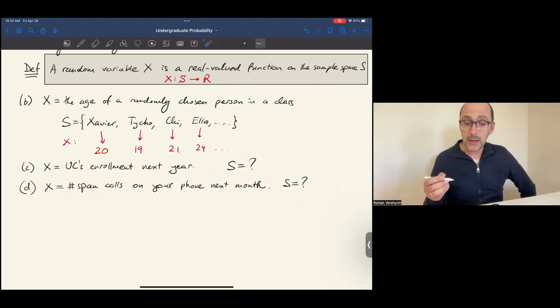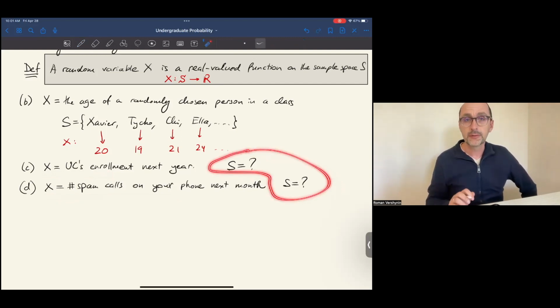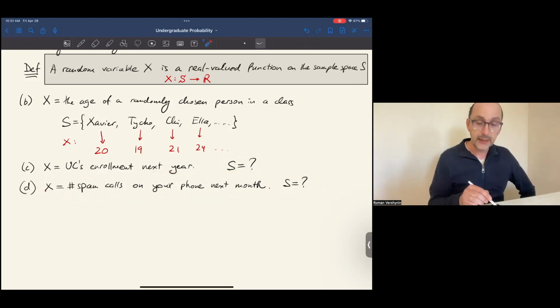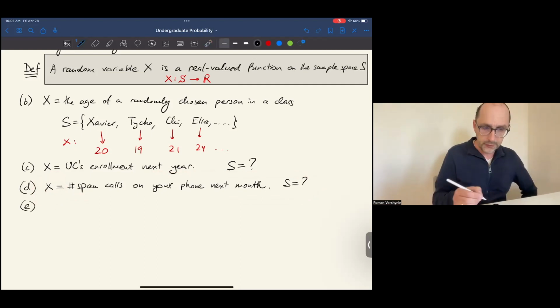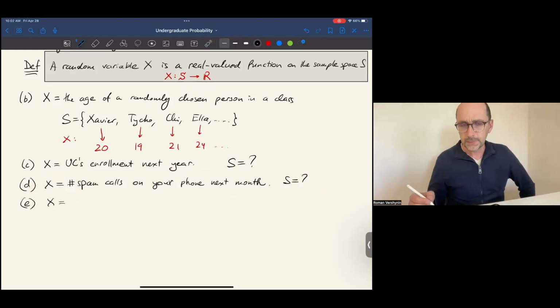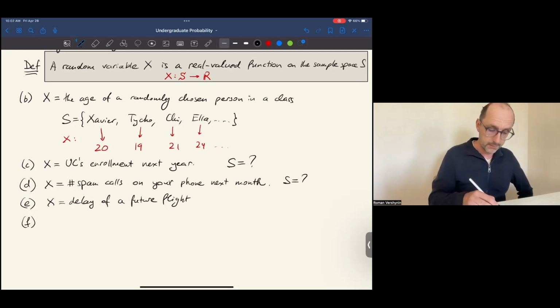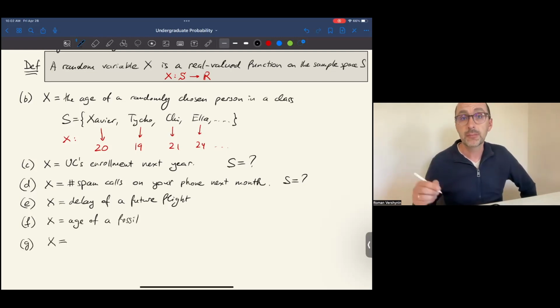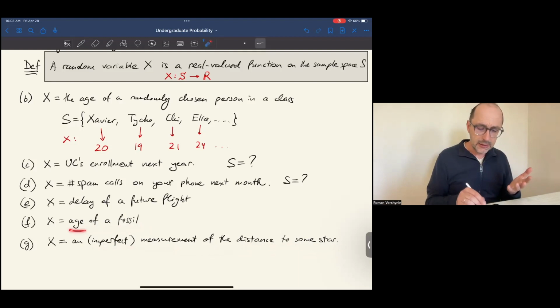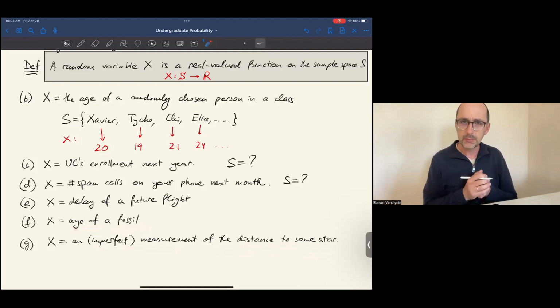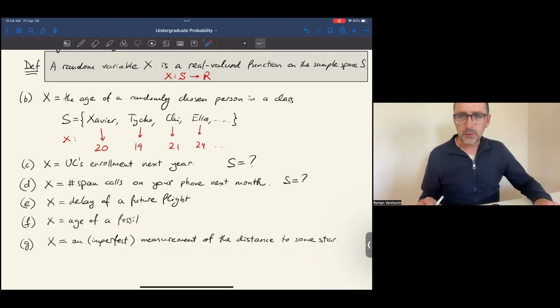For that reason, from now on, the role of the sample space will be downplayed, and instead, random variables will take the central stage. Another example is the delay of a future flight, or the age of a fossil, or an imperfect measurement of the distance to some star. The age of a fossil and the distance to some star are deterministic, but because of the imperfection of measurement and because of our incomplete knowledge, we model them as random quantities.